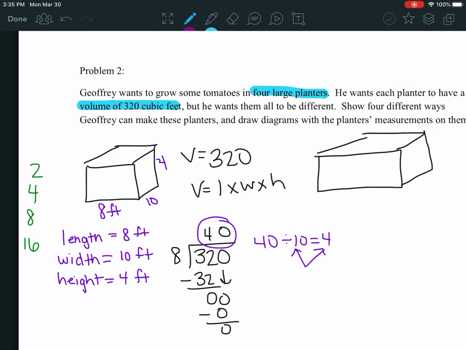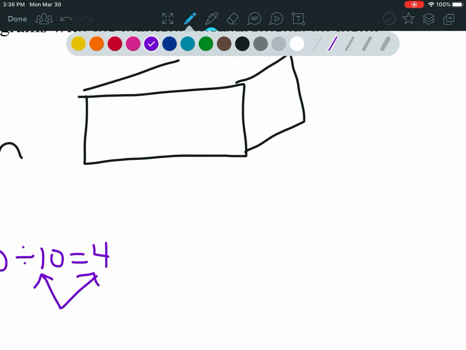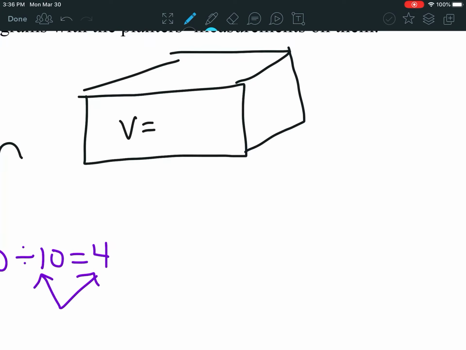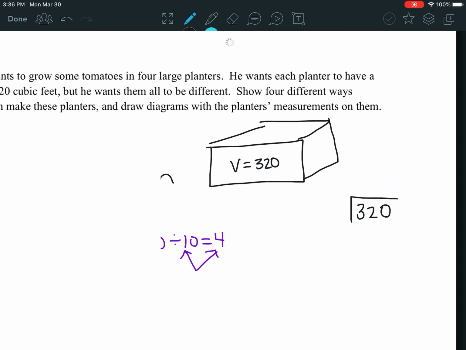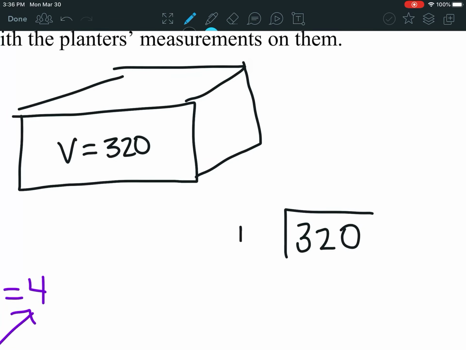Now I used the numbers 8 and 10 and 4. So over here, I'm going to try to use some different numbers. Again, I have to make the volume of the structure equal to 320. So we're going to divide 320. And since last time I used 8, this time I will use 16.